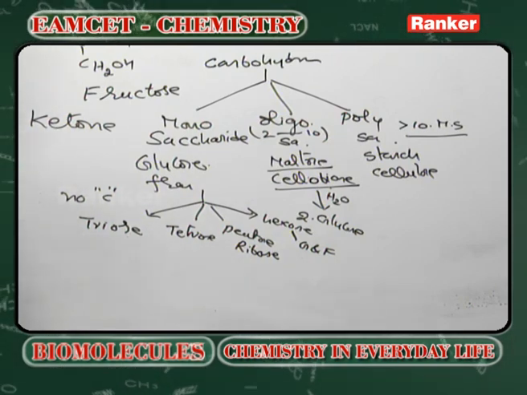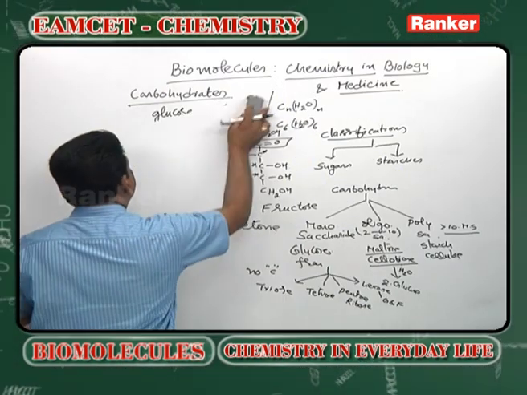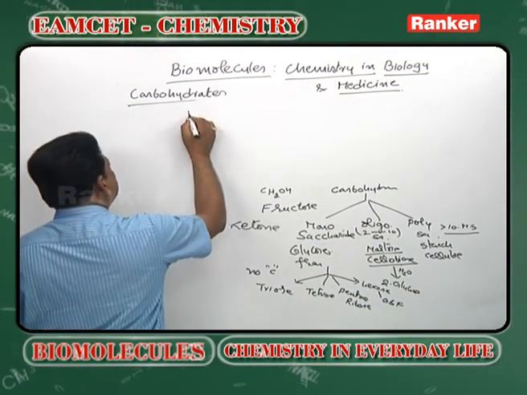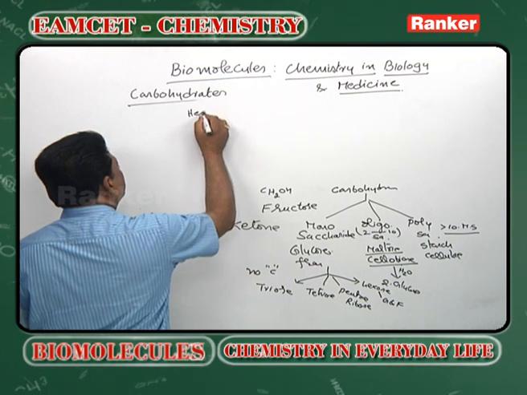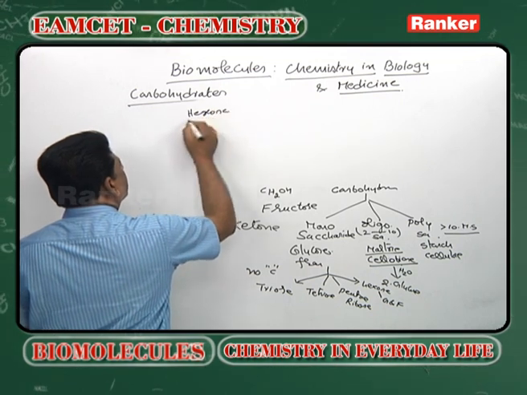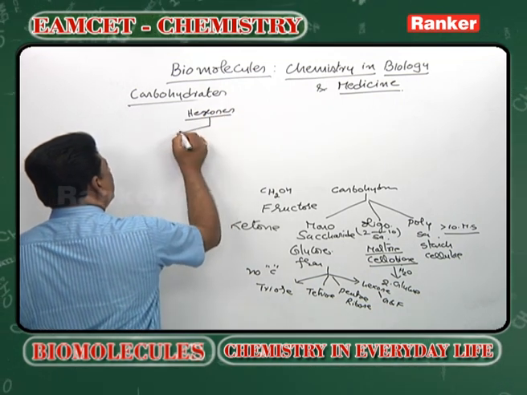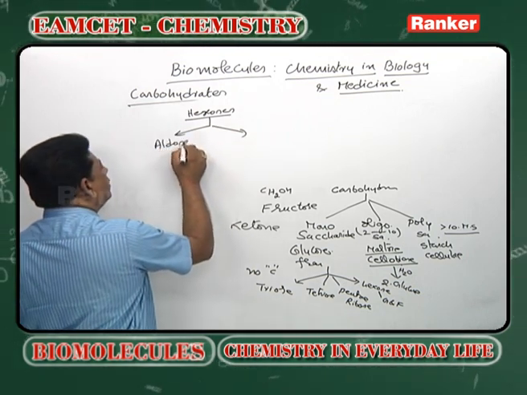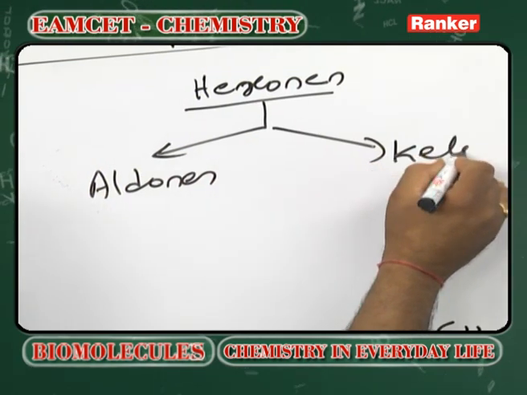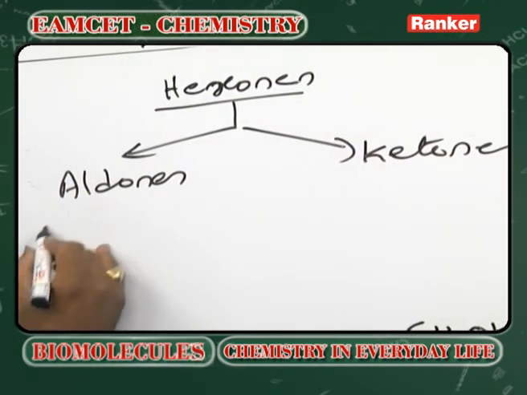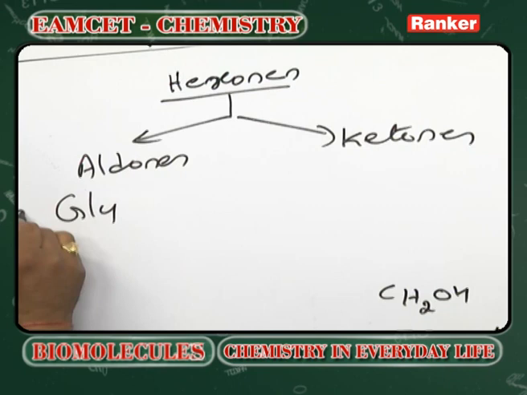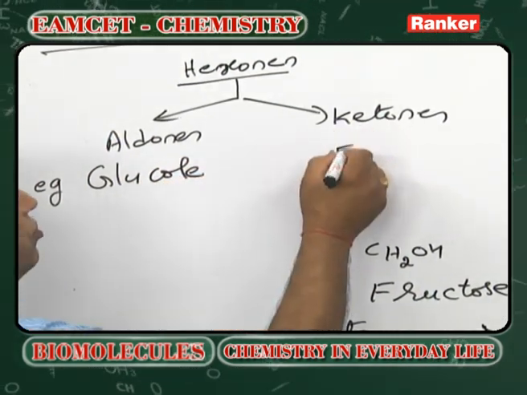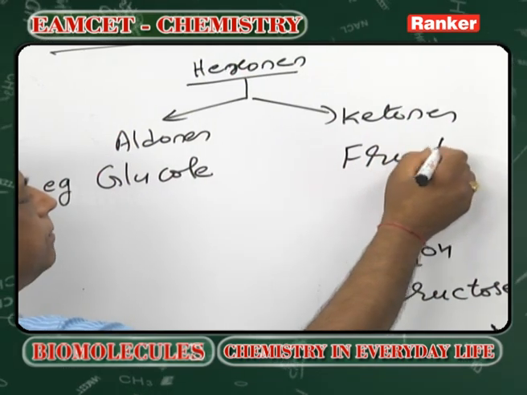The hexoses also have further classification. Hexoses are further divided into aldoses and ketoses. Aldoses, glucose is the example. Ketoses, fructose is the example.